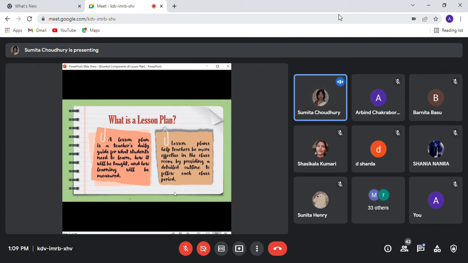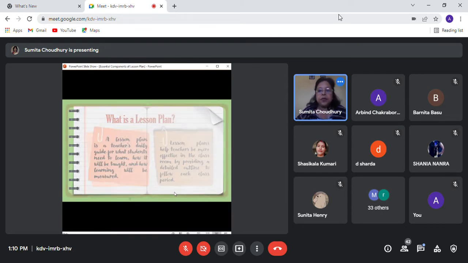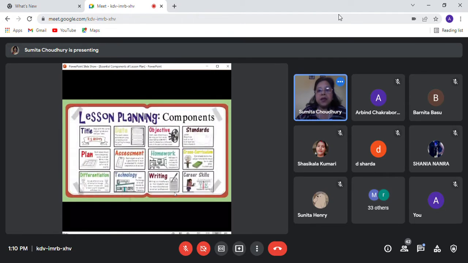Now, if I am teaching a small portion of the chapter, I should also know what activities and engagements I should bring for them during the rest of the time. Lesson plans help teachers be more effective in the classroom by providing a detailed outline to follow each class period. Now I am going to the next slide.